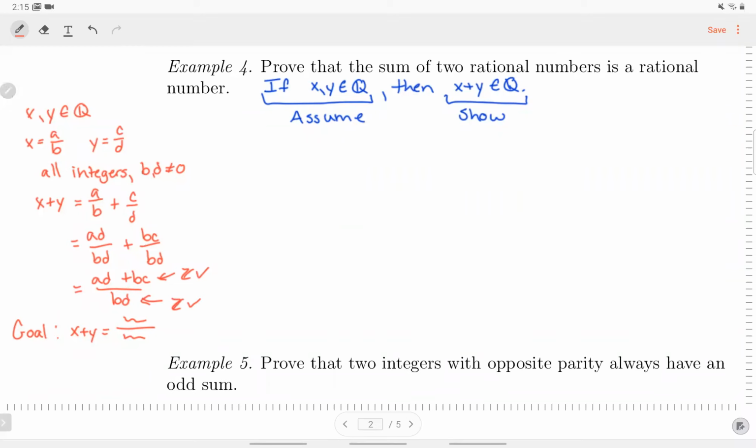So now I'm ready to do my proof. And again, all you turn in is the proof. All right. So let's suppose x and y are rational numbers.